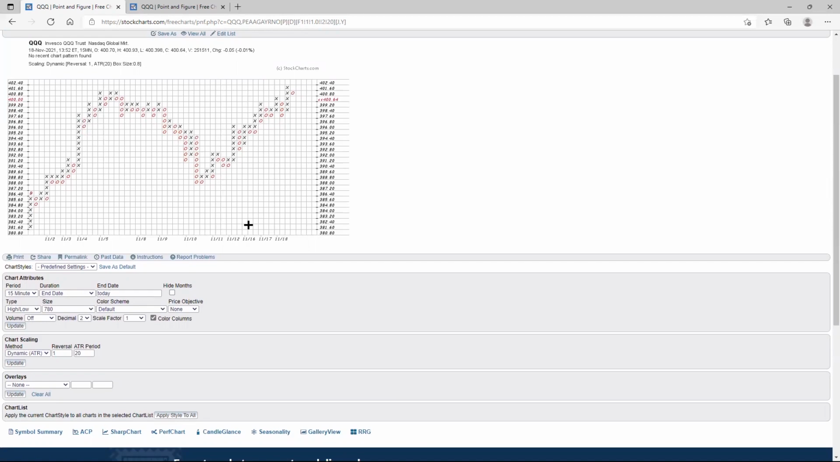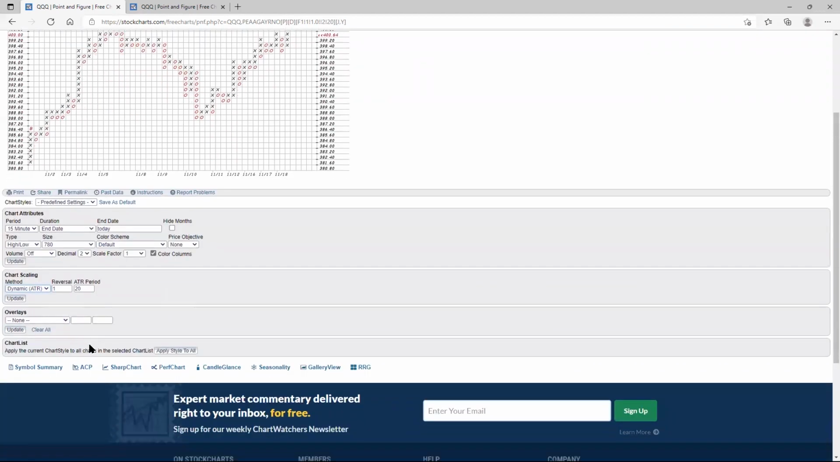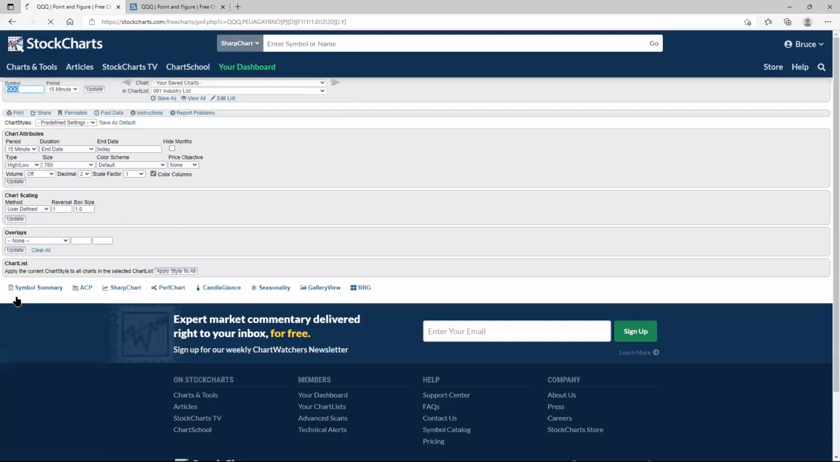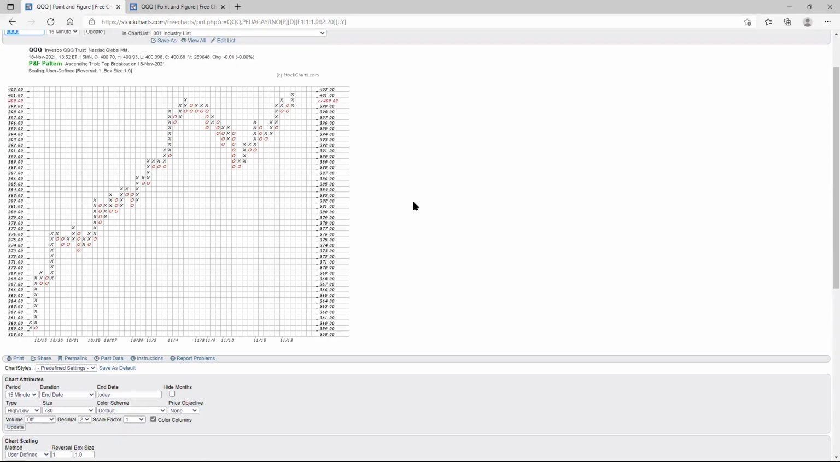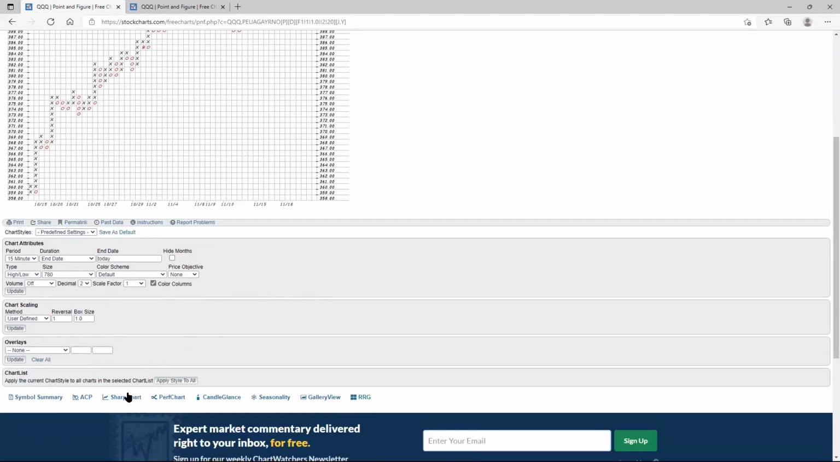Now, one of the things I do is, once I know what the ATR scaling is, which in this case is 0.8, let's change it here to user defined. And let's try 1-point scaling, which is really close to 0.8. And we see here that we get a lot of information still. And this is really useful information. Beautiful 15-minute chart.